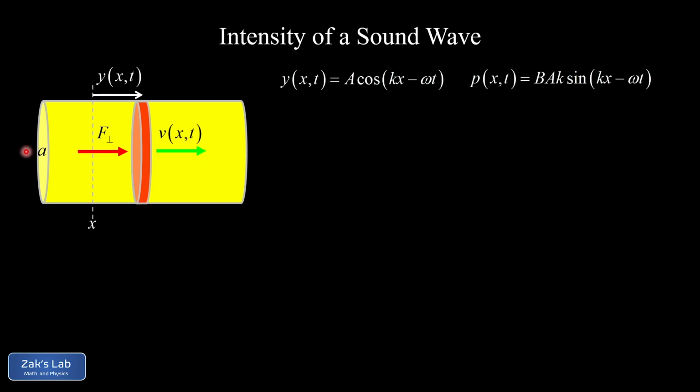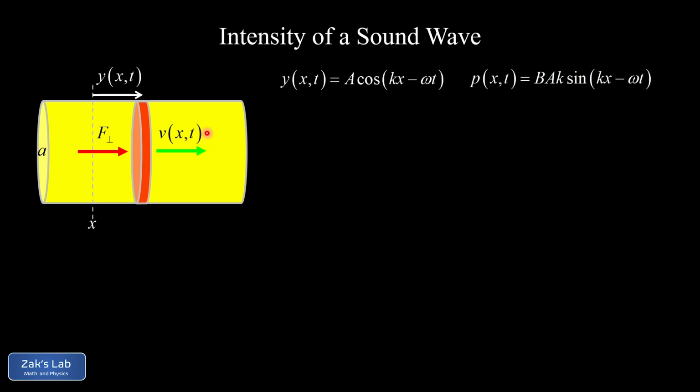And that slice has an equilibrium position of x, and it's currently displaced from that equilibrium by a distance of y. And again, that displacement is a function of time as well, and it's given by our displacement wave function y of x and t. Now this little slice happens to be feeling a force of F perpendicular right now, and it's moving with a velocity of v of x and t.